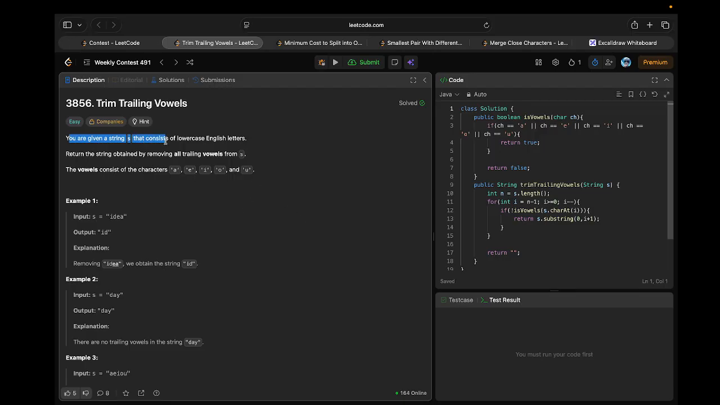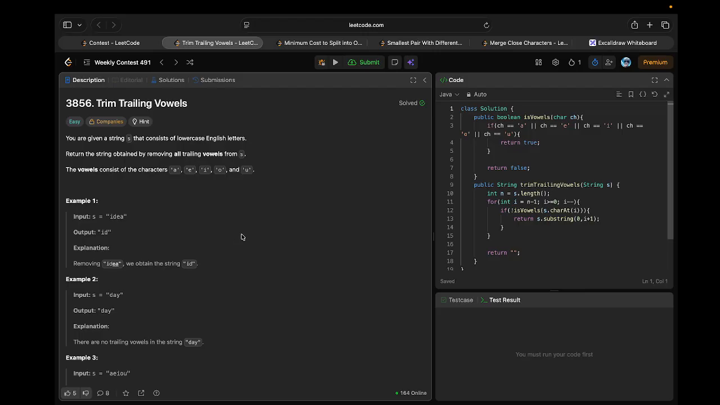So you are given a string S that consists of lowercase English letters. Return the string obtained by removing all trailing vowels from S. Vowels consist of a, e, i, o, u. Okay, pretty easy problem, nothing too complicated. You know what the vowels are: we just remove them and return the new updated string. And the important thing is that we only have to take care of the trailing vowels. We don't have to take care of the vowels which are available in the rest of our string.